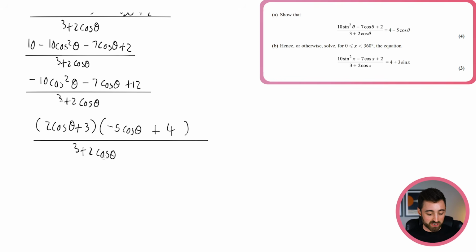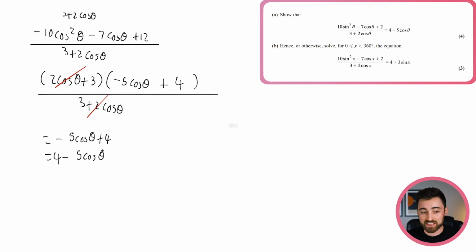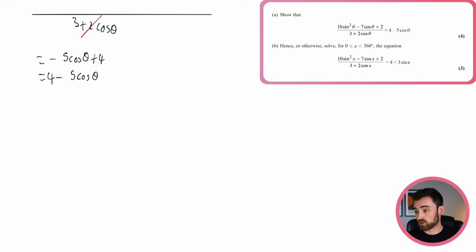Because now, obviously, we can do the old that cancels with that. We are therefore left with minus 5 cos theta plus 4. Let's hope that that's what they have, yeah. Because they have 4 minus 5 cos theta. So a bit of identities, a bit of factorizing. Hence or otherwise, solve the equation that. So, okay, hence or otherwise, you really should know that this means use the thing that you've just done, okay? The thing that we have just done is we've shown that that grim-looking thing on the left is exactly the same as 4 minus 5 cos theta.